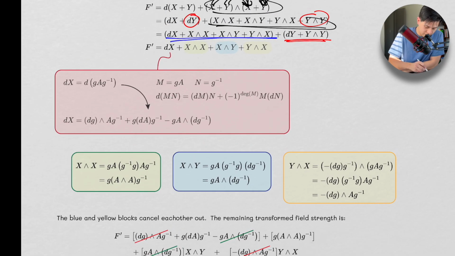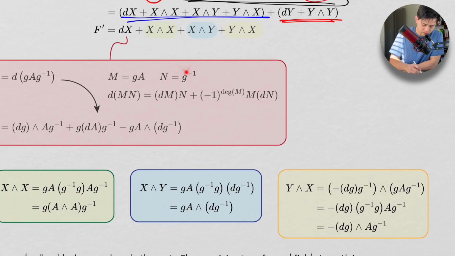This is the hard one here. So the exterior derivative of x is this, the exterior derivative of this, because this is how we defined x. If we take m to be GA and n to be the inverse of G, and using this right here, because again, G inverse is a 0 form. So we're just taking the degree of m, which is going to be 1.